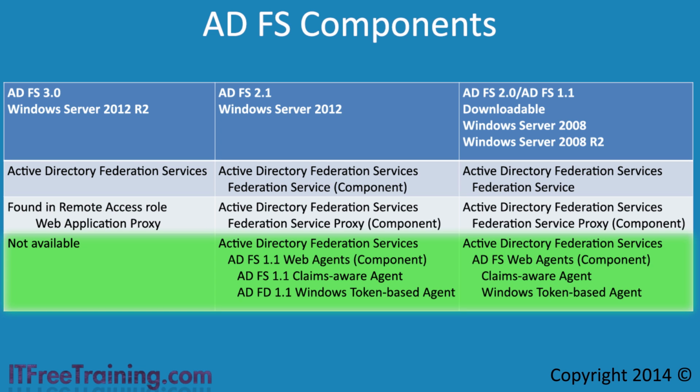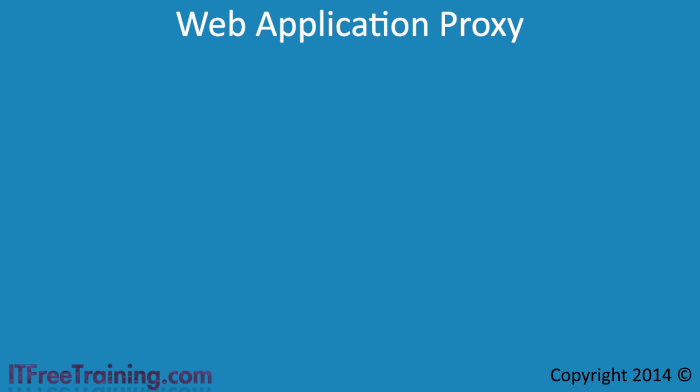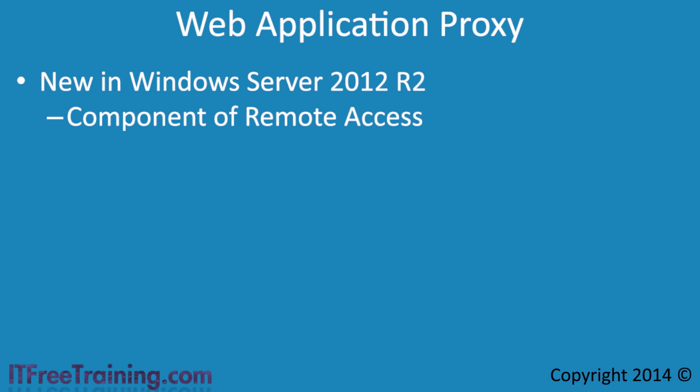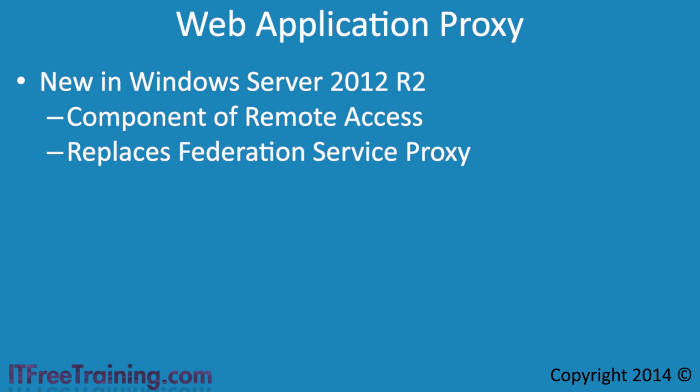I will now have a look at some of the functionality of these components. The first component I will have a closer look at is the Web Application Proxy. This component is new in Windows Server 2012 R2 and is a component of Remote Access rather than of the Active Directory Federation Services role. It has the same functionality as Federation Service Proxy and thus replaces it.